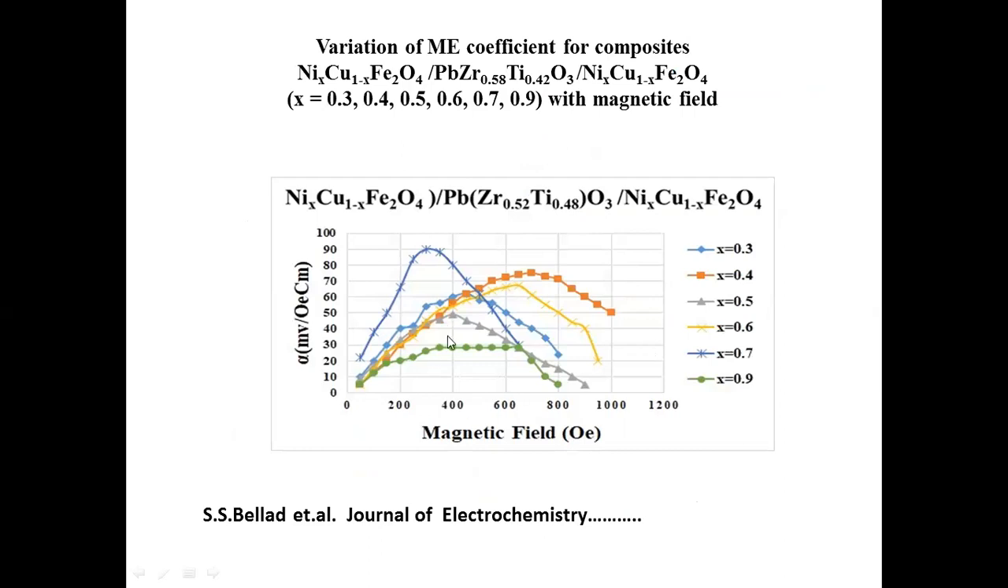And here I am giving just one example. We have done this measurement for a tri-layer of nickel copper ferrite, PZT, and nickel copper ferrite, and so here the DC magnetic field, also called the bias field, is varied in this way, and along the y-axis, I have plotted the magnetoelectric coefficient calculated.